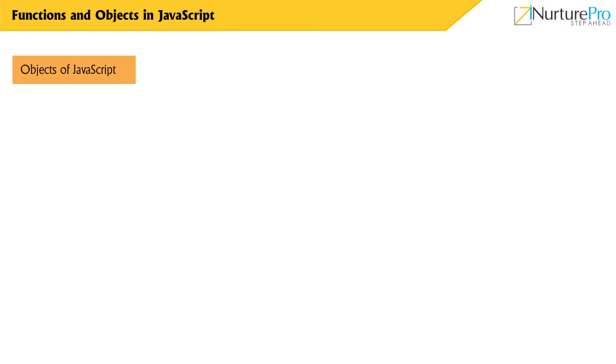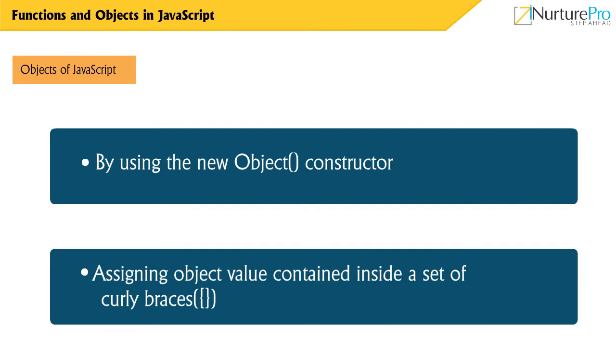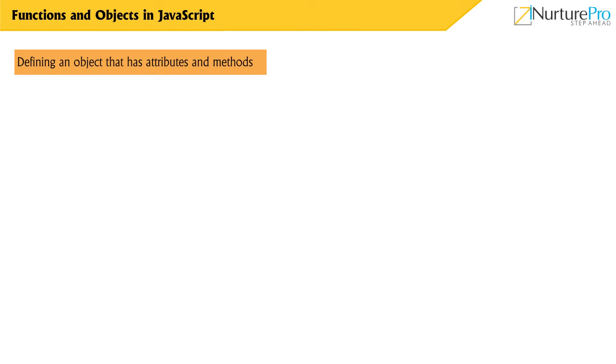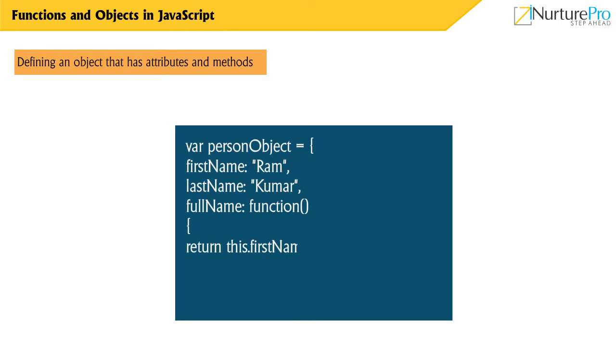Objects in JavaScript are defined in two ways: by using the new Object constructor, or by assigning the object value contained inside a set of curly braces. While designing an object by the new Object constructor, the dot has to be used. Defining an object that has attributes and methods. Let's see an example for defining an object.